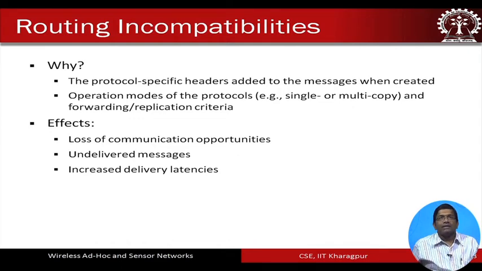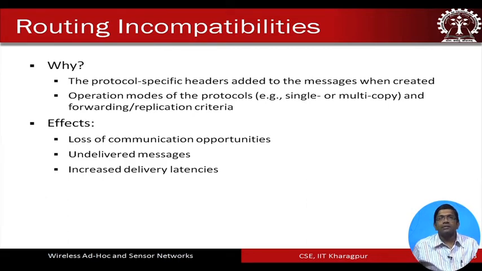Routing incompatibilities. Different protocols might be used by different nodes in forwarding messages, and consequently routing incompatibilities might arise. How do you deal with such incompatibilities? Protocol specific headers have to be added to the messages when they are created, and these protocol specific headers make it difficult for messages with different headers to talk to each other when they come in contact.